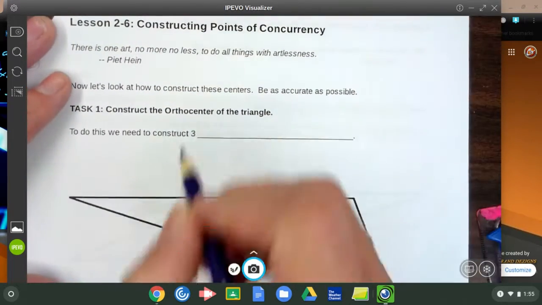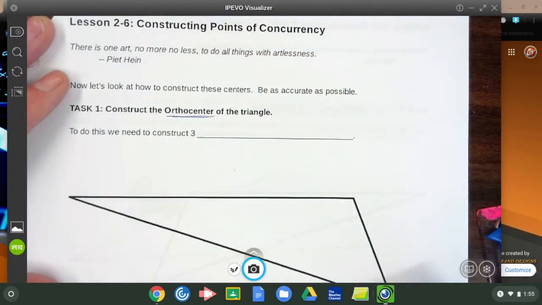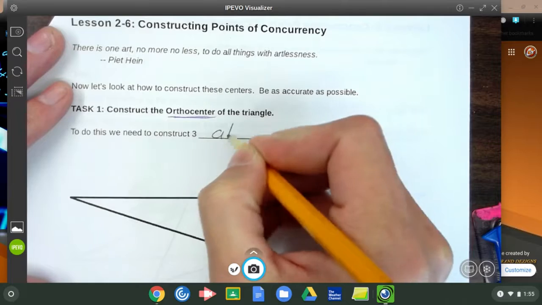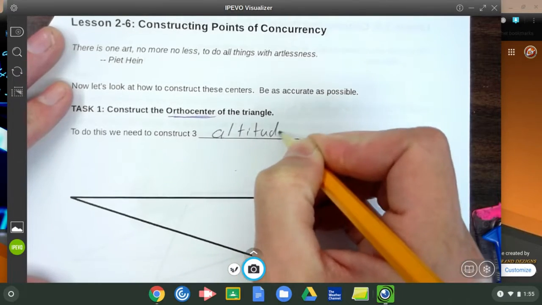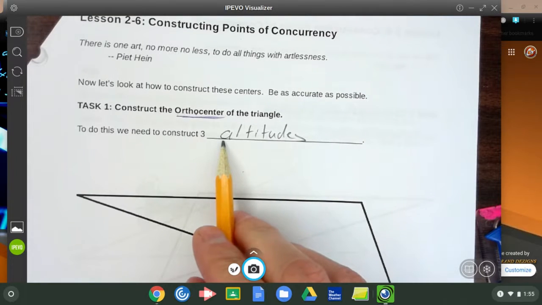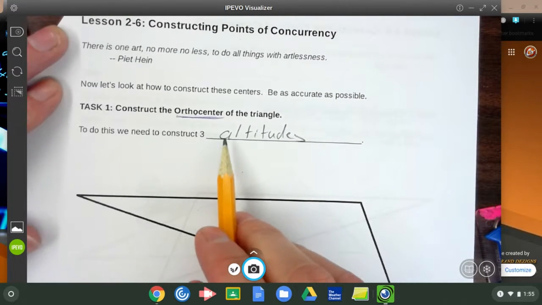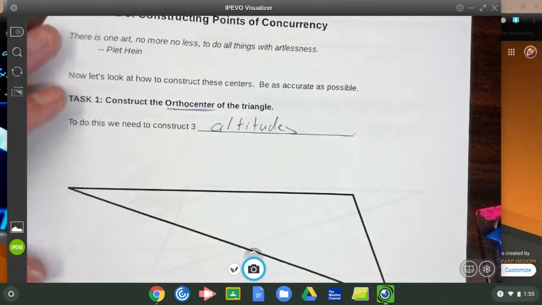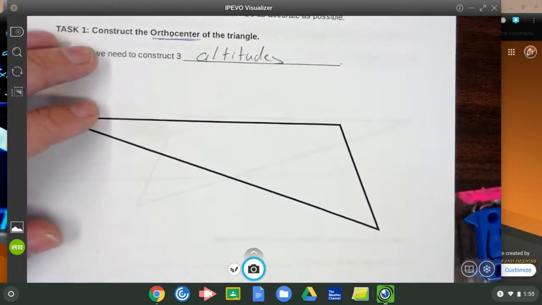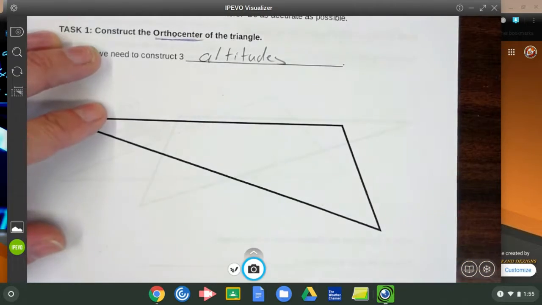So in class today we said the orthocenter was made by the altitudes. Remember we said that ortho means right and altitudes make right angles. So we need to construct the 3 altitudes. Now reality is you only need 2 of them when you're doing the construction, because when you do all 3 they may not actually intersect.